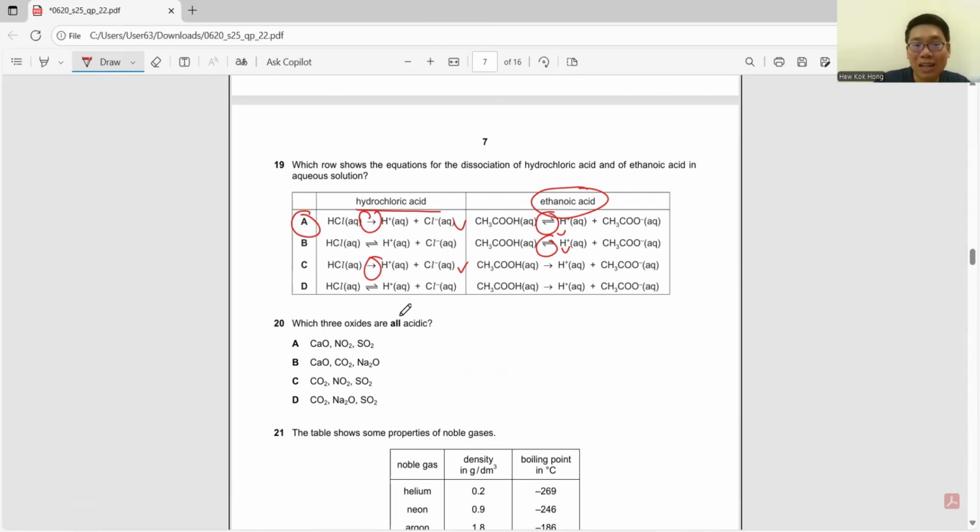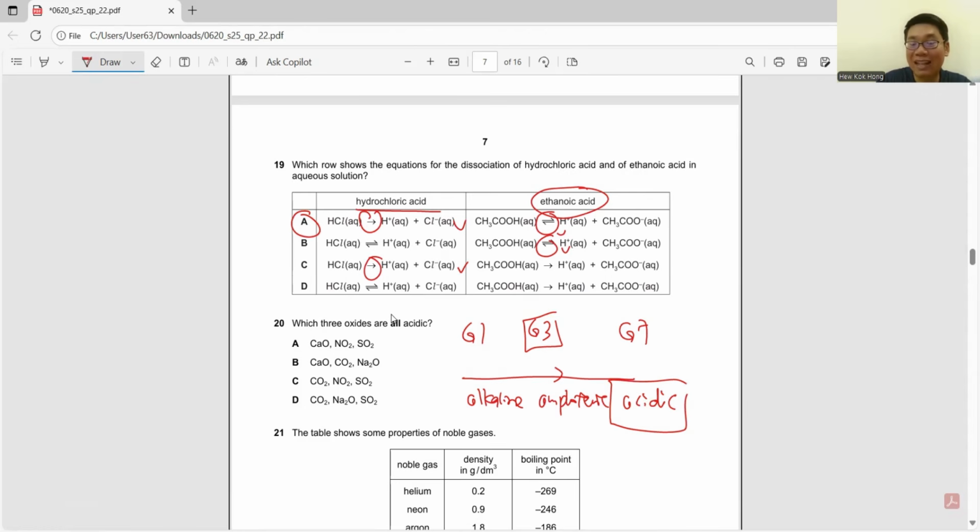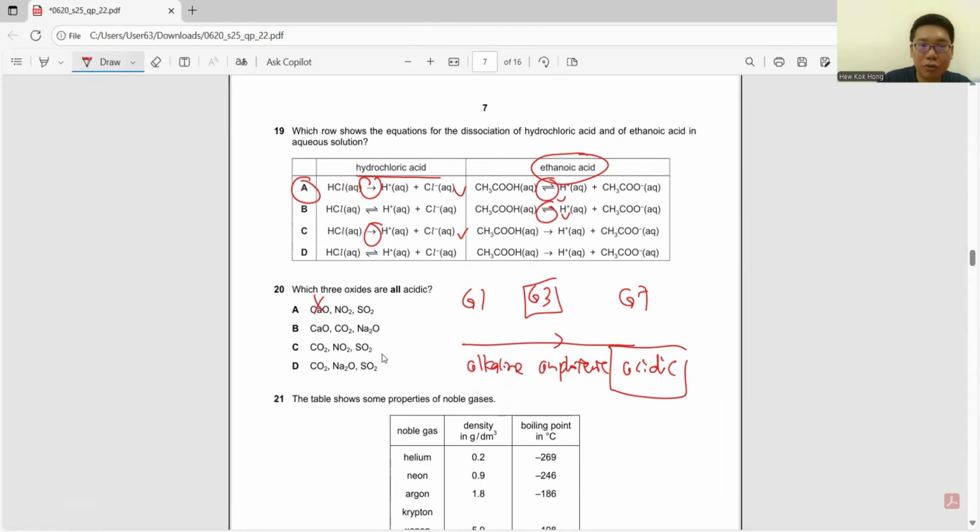20. Which three oxides are all acidic? We know from group 1 to group 7, initially it is alkaline. Then group 3, it will form amphoteric. After group 3, it will form acidic oxide. So not group 2, and then not group 1, so it's C.